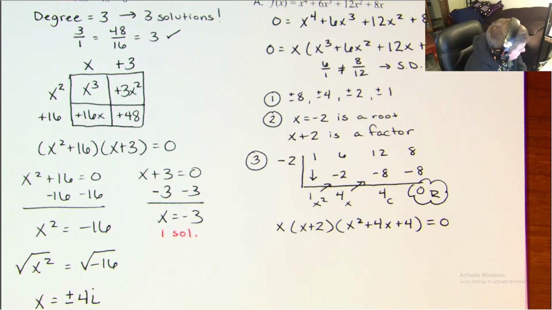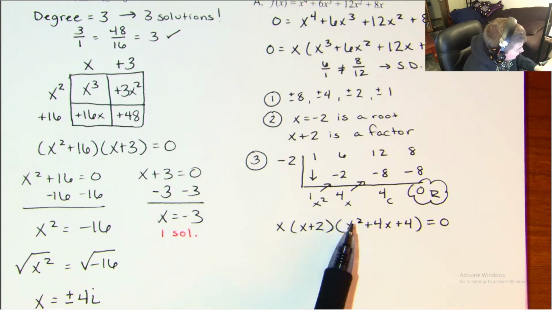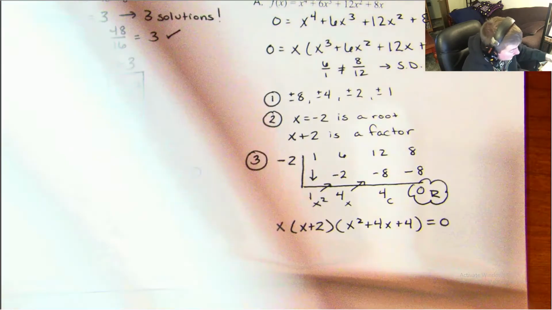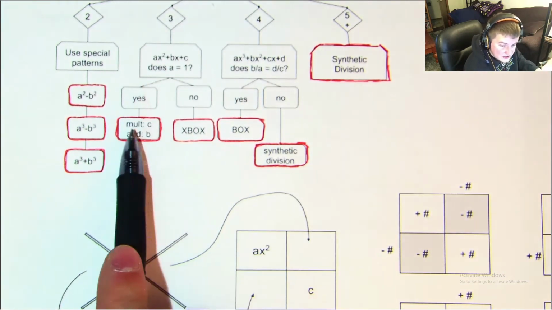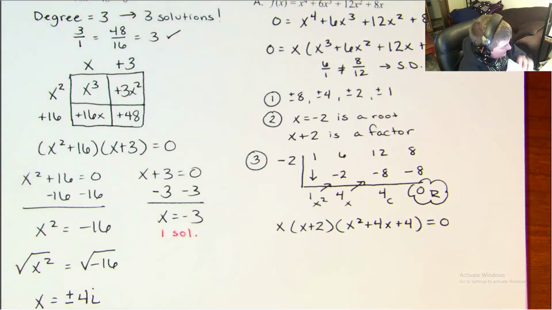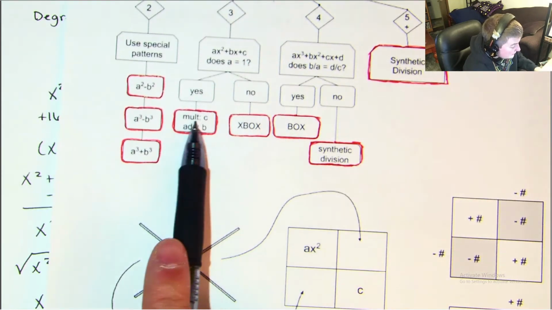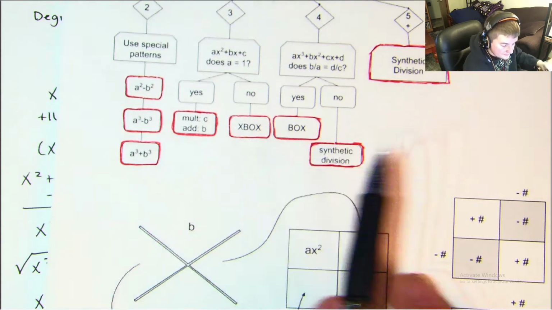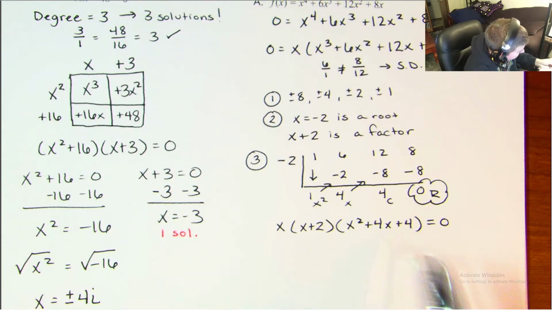Okay. And so then here I can look at this and I got to figure out how I'm going to factor that. So I have 3 terms, and does my a value equal 1? Yes, it does. So I can look for values. Since it equals 1, I can find numbers that multiply to c and add to b. So numbers that multiply to 4 and add to 4, that's 2 and 2.